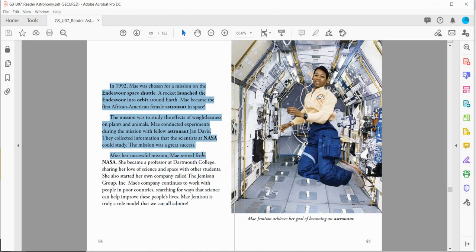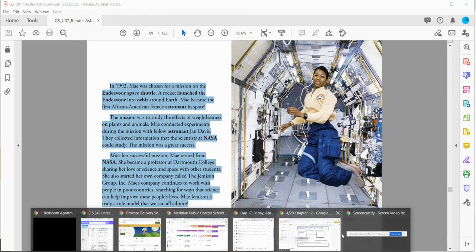After her successful mission, Mae retired from NASA. She became a professor at Dartmouth College, sharing her love of science and space with other students. She also started her own company called the Jemison Group, Inc. Mae's company continues to work with people in poor countries, searching for ways that science can help improve these people's lives. Mae Jemison is truly a role model that we can all admire.